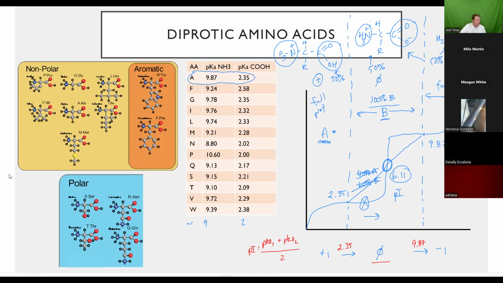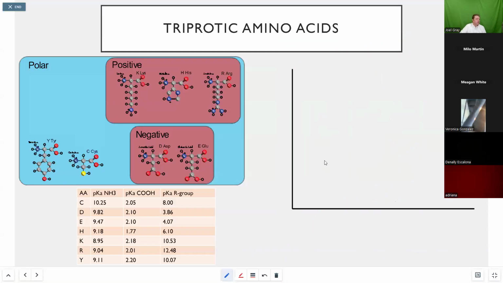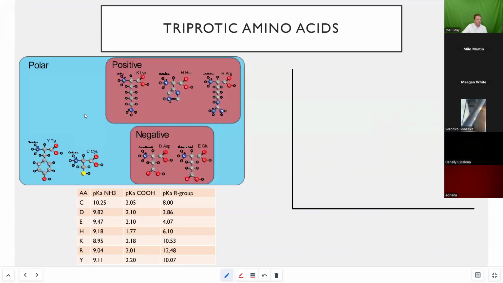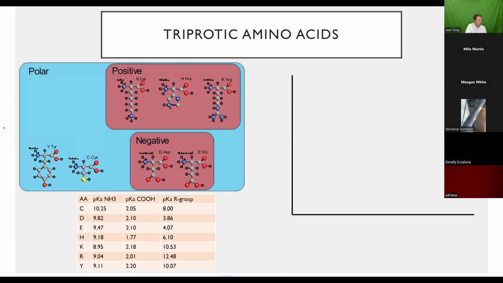Okay, clear all my drawings. And now it gets a little bit trickier when it comes to a triprotic amino acid. So our triprotic amino acids, we'll do lysine in just a second. I'll give you the overall view of what a triprotic amino acid titration curve is going to look like. You have 3 pKa values.